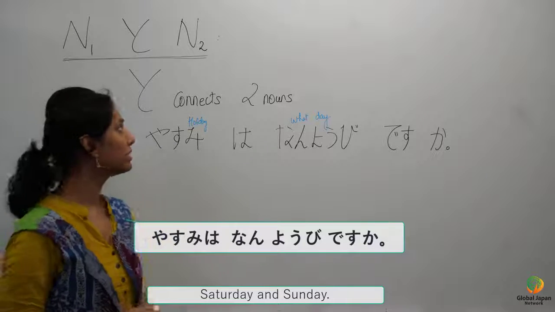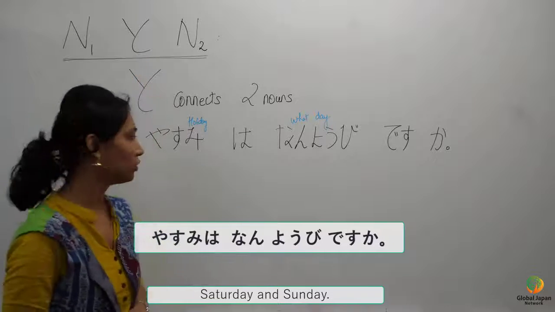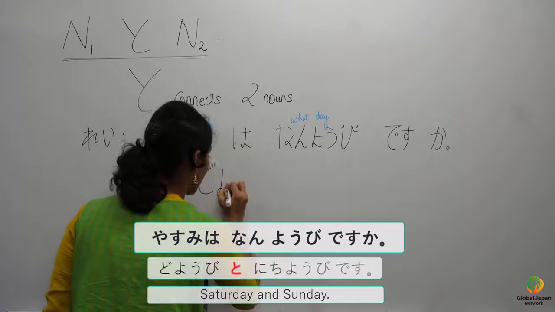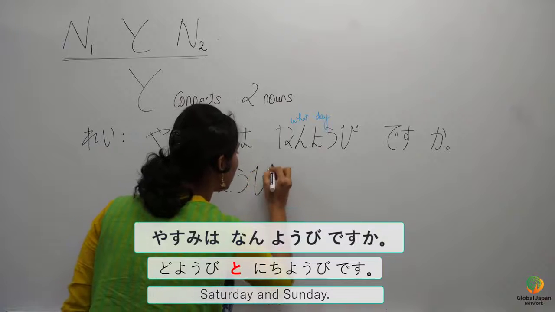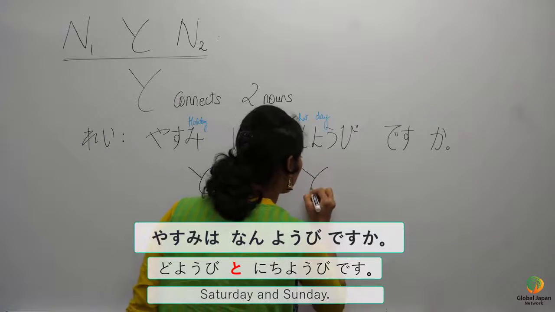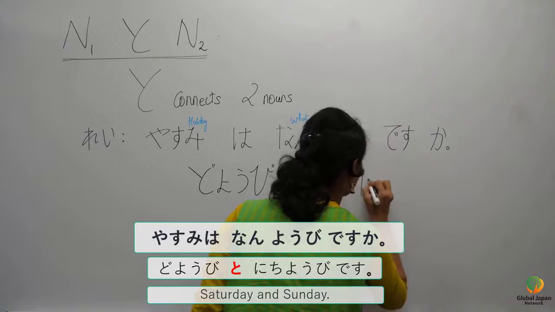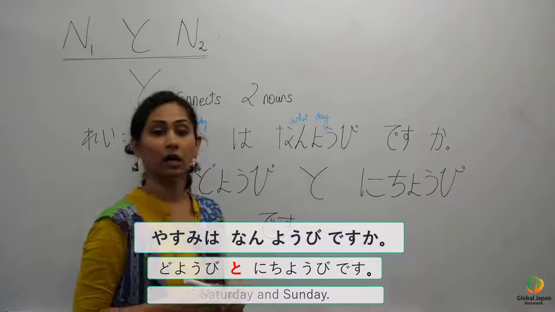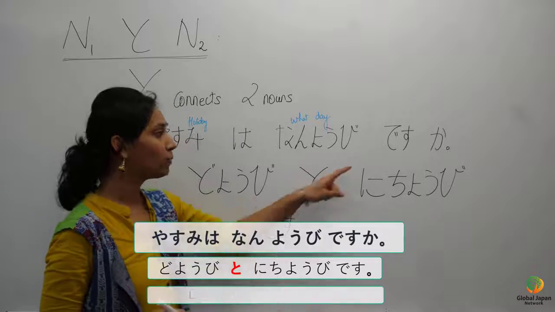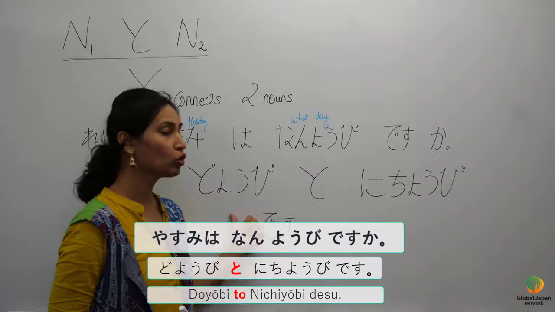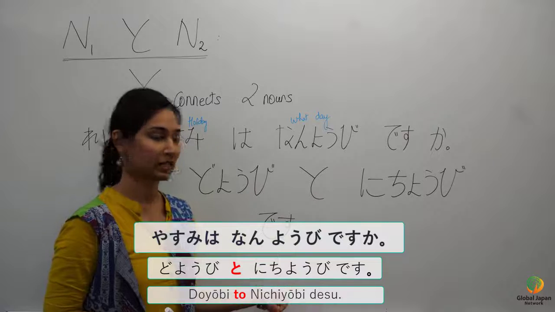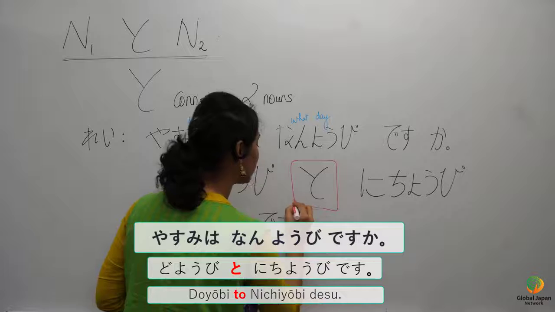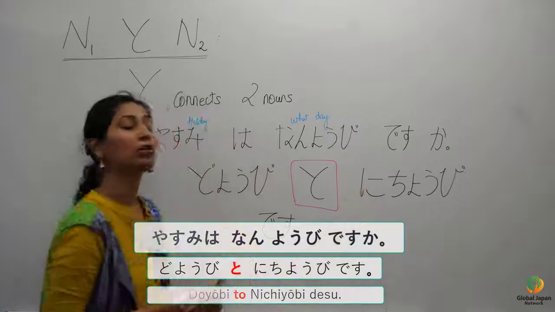And we are going to use the particle "to". So the answer for this question would be doyobi to nichiyobi desu. Yasumi wa nanyobi desu ka? Doyobi to nichiyobi desu. So "to" is acting here as a particle that is joining these two nouns.